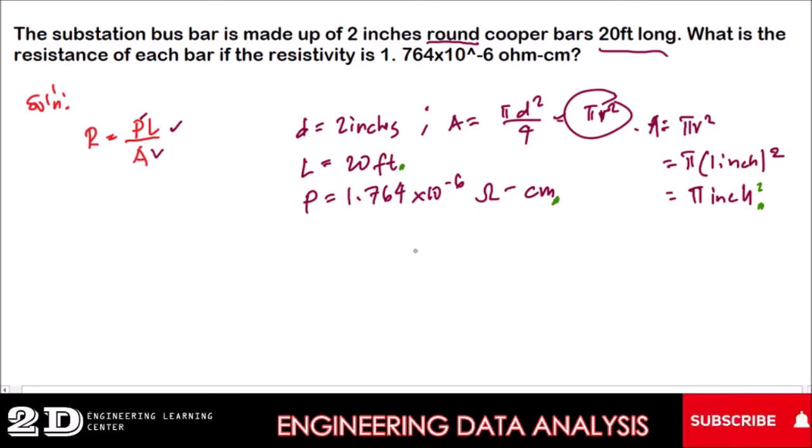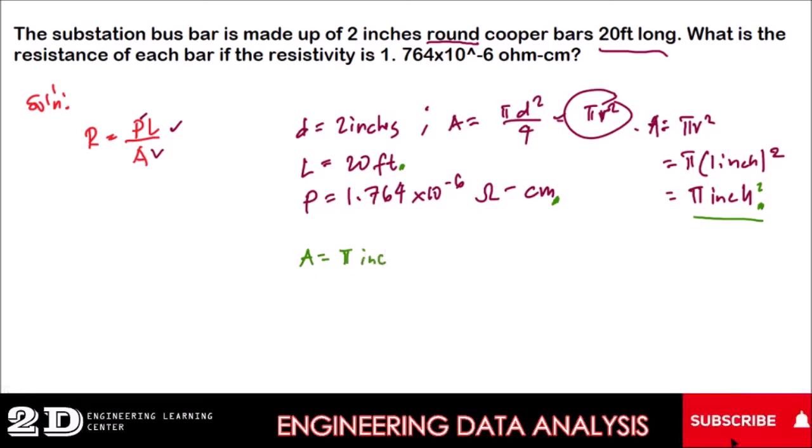So dito, i-base natin yung unit natin sa resistivity. So dapat yung unit natin is centimeter lahat. So i-convert natin to into centimeter, ito din into centimeter. Okay, so first, convert natin yung area. So area is equal to pi inch squared.